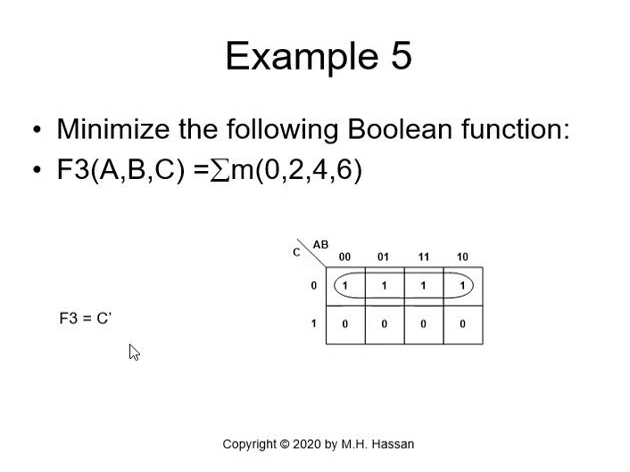I would like to minimize the Boolean function F3, which is the sum of minterms 0, 2, 4, and 6. 0, 1, 2, 3, 4, 5, 6, and 7. So 0, 2, 4, and 6 will be all ones, and this is a group of 4. I have 0, 0, 0, 1, 1, 1, 1, 0. All of them will be cancelled out. So the only thing I can see on the C part is C prime. So F3 will be C prime.